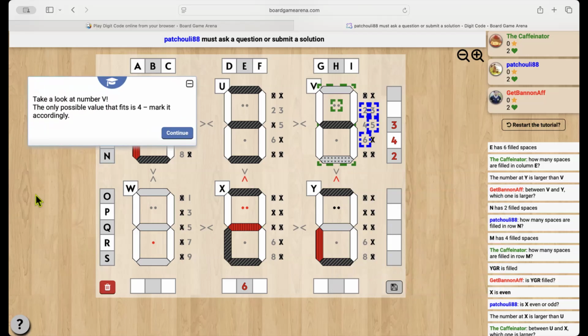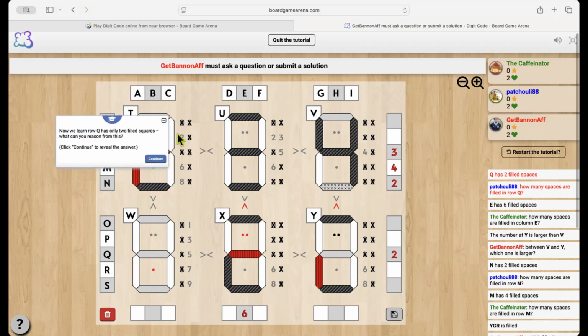Okay. Now take a look at number V. The only possible value that fits here is 4. So mark it accordingly. It can't be 2, because 2 means that this has to be filled. It can't be 3. That has to be filled. Can't be 5, because 5 means this has to be filled. Also 6. So that means this will be 4. See the number 4.